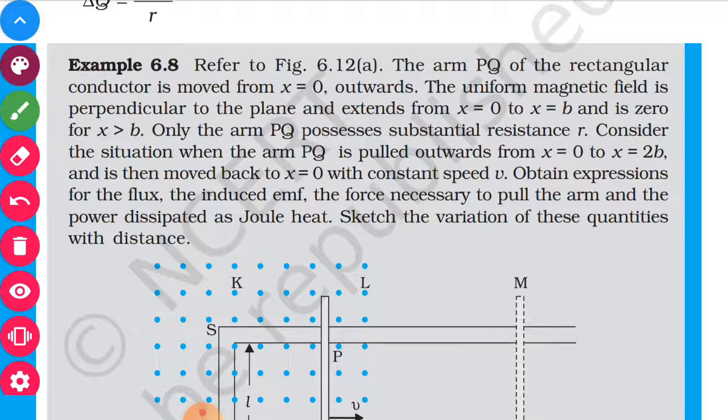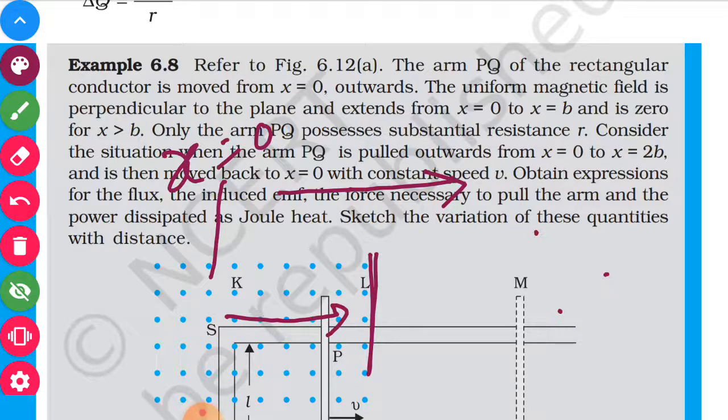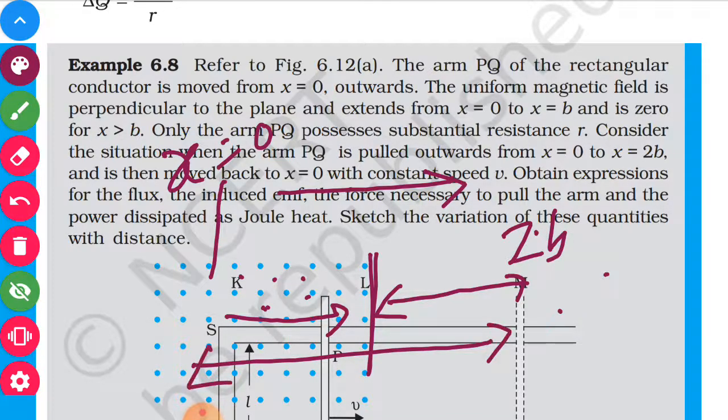Now we are going up to x is equal to b, and up to this point, up to x is equal to b, there is a magnetic field. Then outside, if you are moving from b to 2b, this distance is how much? 2 times b. In this region there is no magnetic field.